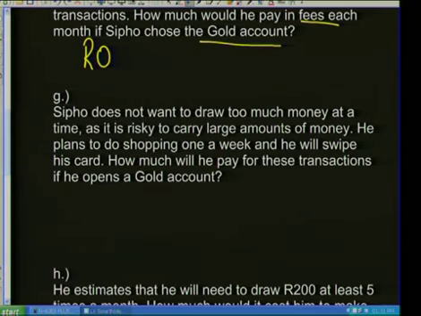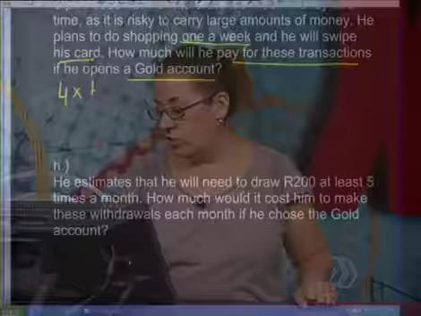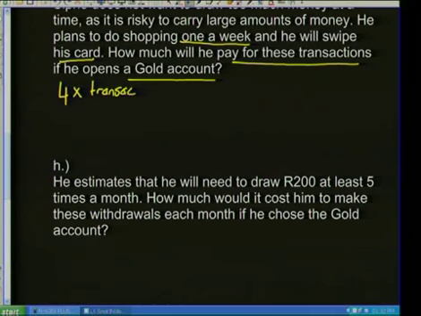He does not want to draw too much money at a time, as it's risky. So he goes on his shopping once a week and he will swipe his card. How much will he pay for these transactions on the gold account? So again, it's 4 times shopping, and we have to calculate each one. Each transaction needs to be calculated on its own, and then we're going to times it by 4. So we've got 4 transactions, and I want to add an amount of 1,000 Rand per week. I think that's more or less realistic for how much he would spend on groceries.